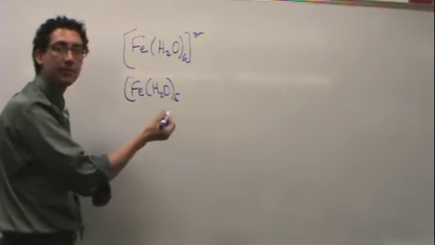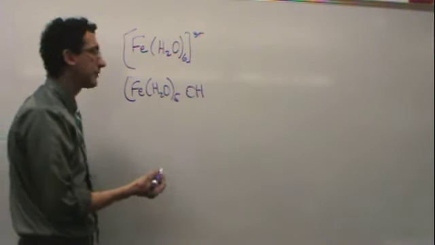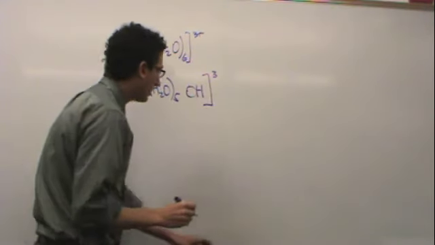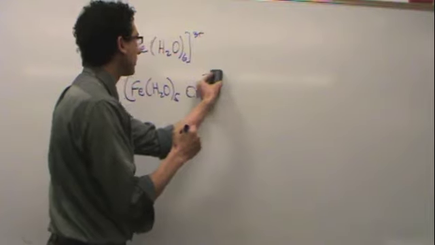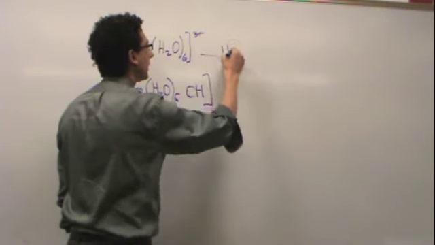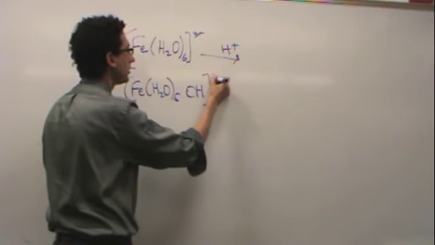So take 1 out of the 6 and remove a hydrogen from it. So now instead of H2O, just OH. And now, remember you're removing an H plus, so we're taking an H plus out of this. So it's going to go down in charge by 1.